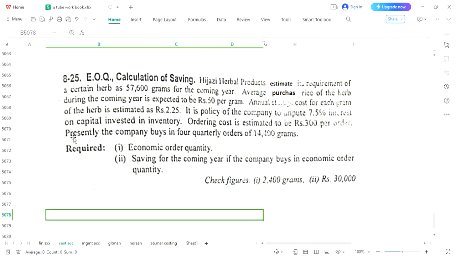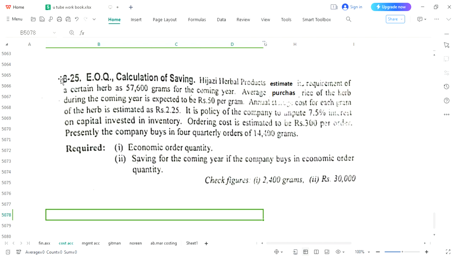Today's target is to solve question number 8.25, and the chapter which we are related with is economic order quantity, with specific reference to the material inventory system. Under this topic we have learned how to make our orders, how many units should be ordered. Economic order quantity is a concept with which you can get maximum economy. The most economical number of units to be ordered is considered as economic order quantity.